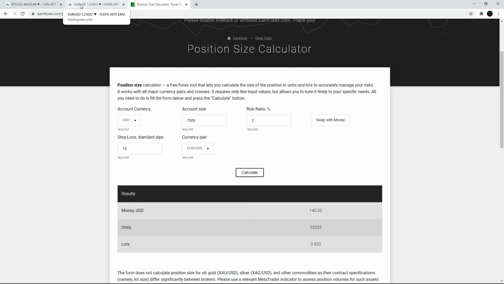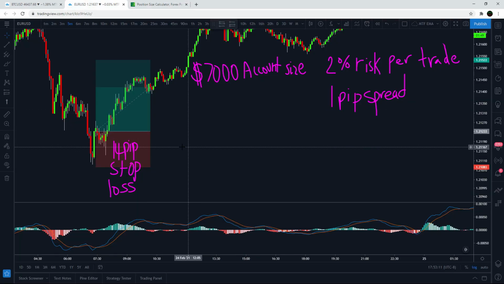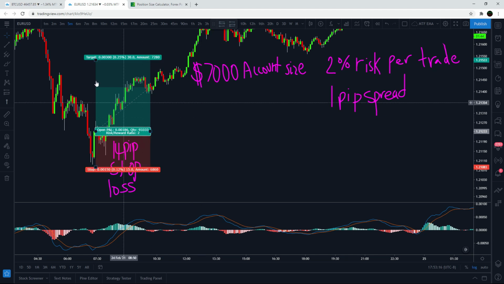So it's as easy as that. Really easy when you use these calculators. So I recommend you use one of those 2. Now let's head over to Bitcoin.